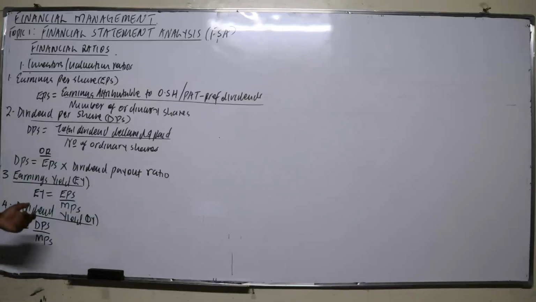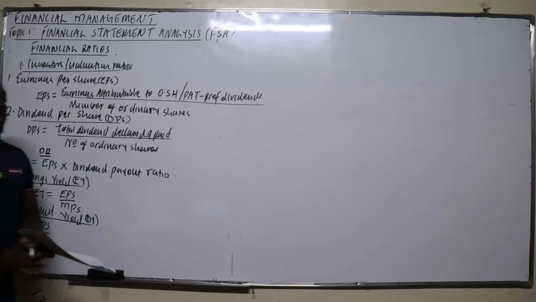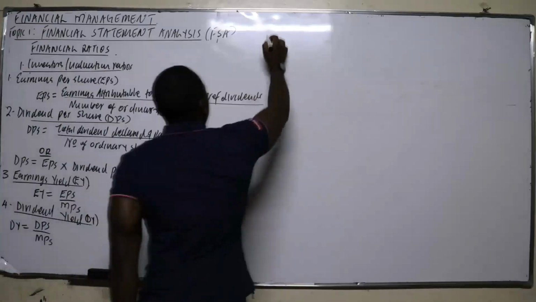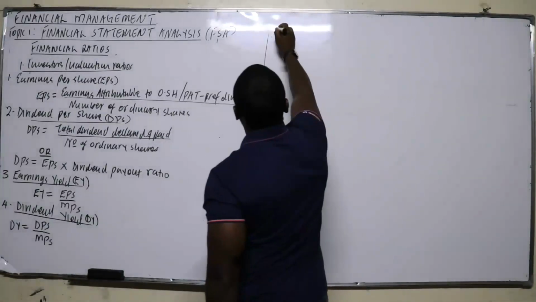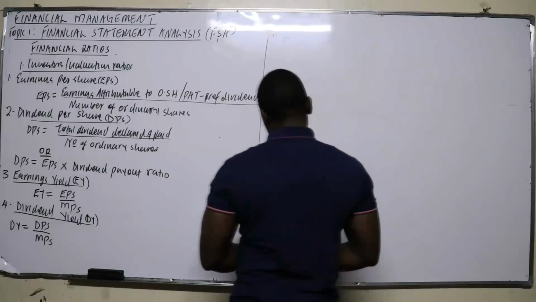As you can observe, for both yields, the earnings yield and the dividend yield, the denominator is always the market price per share. Good. Then number five, dividend payout ratio.